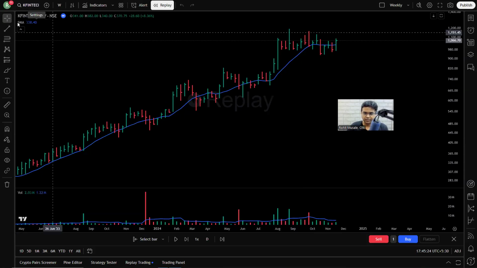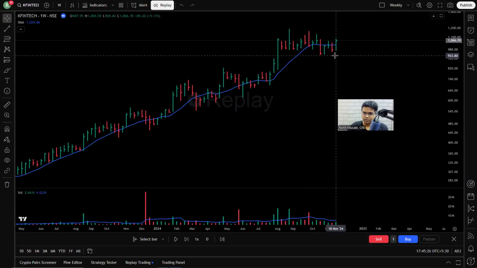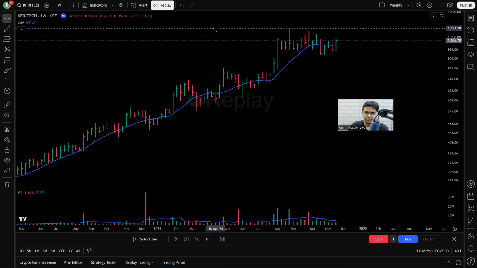This is KFinTech. As per the SEBI regulations, we are using an old chart. This is 18th of November 2024. We are in May 2025, so it's more than 3 months old data, so we are allowed to use this information. Now have a look at this weekly chart of KFinTech.